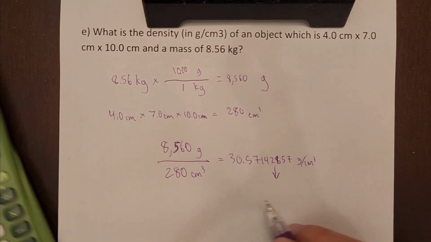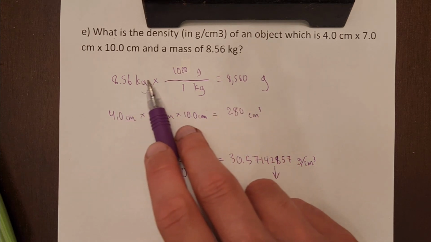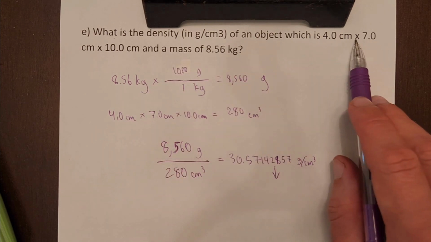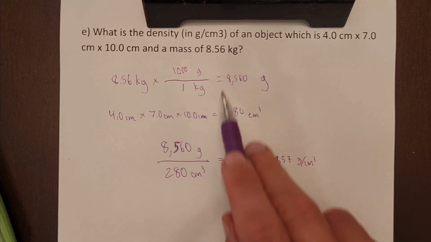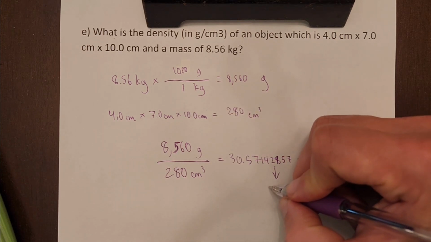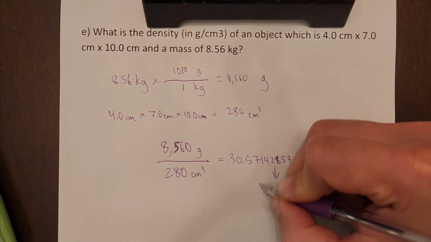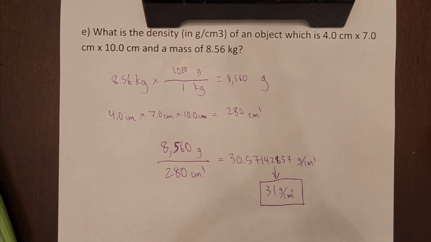Let's round that properly. Rounded properly, what you're going to get is, let's see, the calculated numbers, the smallest ones involve 2 sig figs. That's a 2 sig fig number, and that's a 2 sig fig number. So 2 sig figs it is. 31 grams per cubic centimeter. And that's how you take care of that.